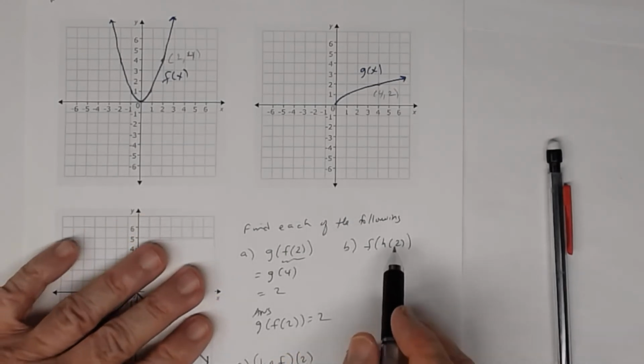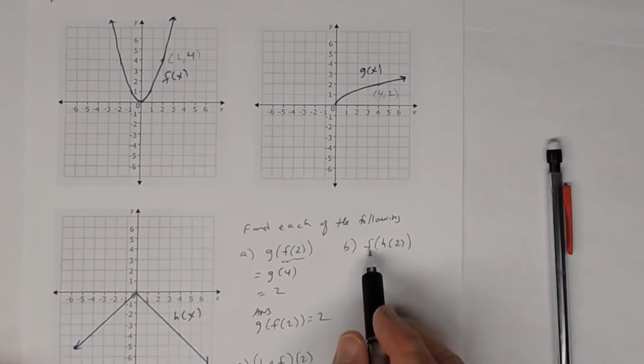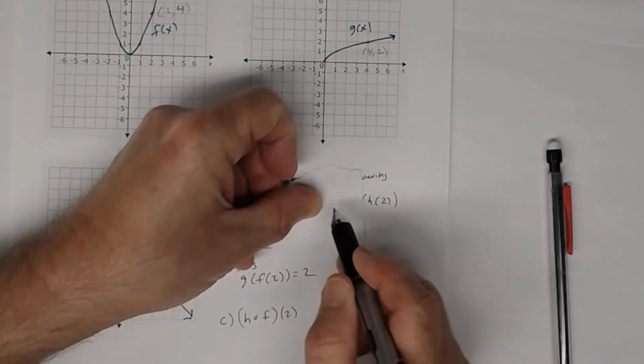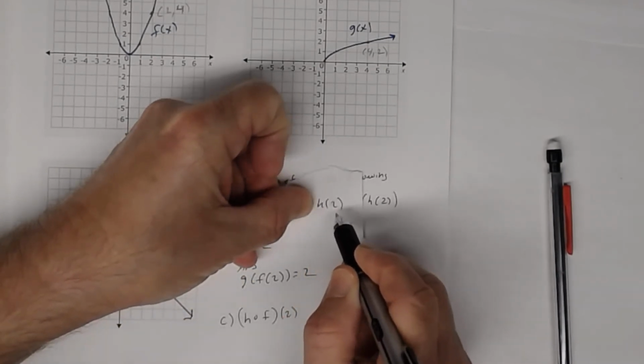Let's look at part B. Part B says you want to find f of h of 2. So now let's talk about h of 2. We've got to find h of 2, right? h of 2.